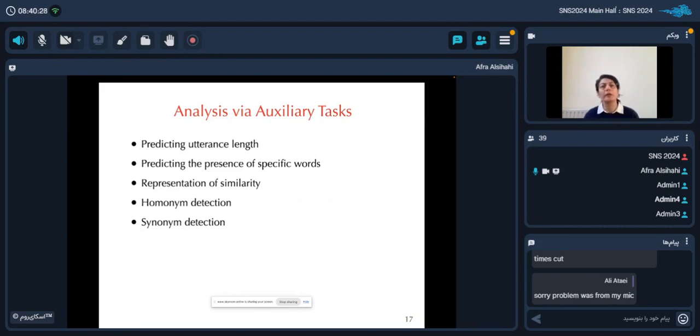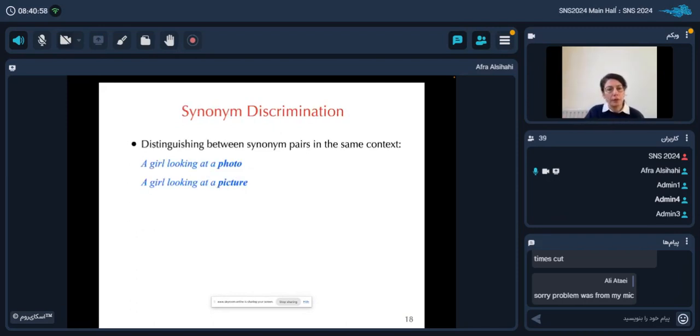It could go anywhere from predicting the length of the utterance to the presence of specific words in the utterance, different representations of similarity in form or in meaning, detecting homonyms, detecting synonyms, etc. You can be very creative here, actually. So just to make it a little bit more clear for you, I'm going to give a couple of examples of how you set up a task like this.